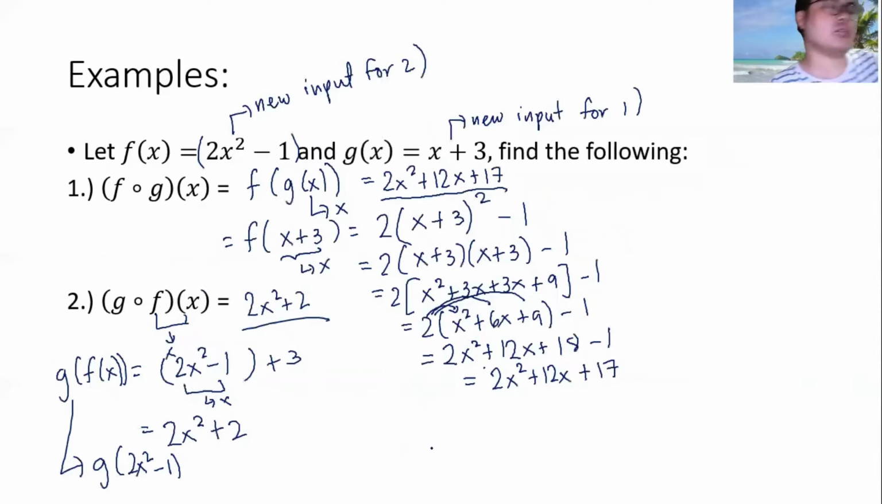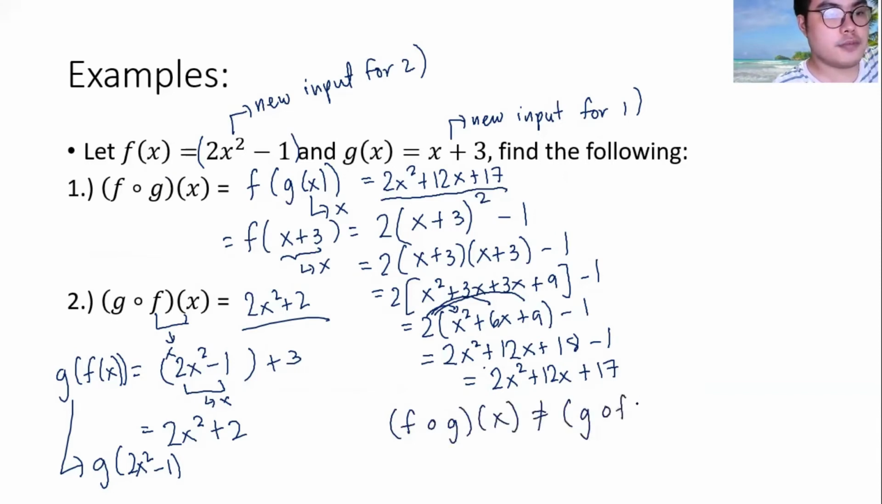Going back, okay, so keep in mind that, based on our final answers here, we did the commutative property. So keep in mind that f of g of x is not equal to g of f of x. So based on the answers, we can tell that f of g of x is not equal to g of f of x.